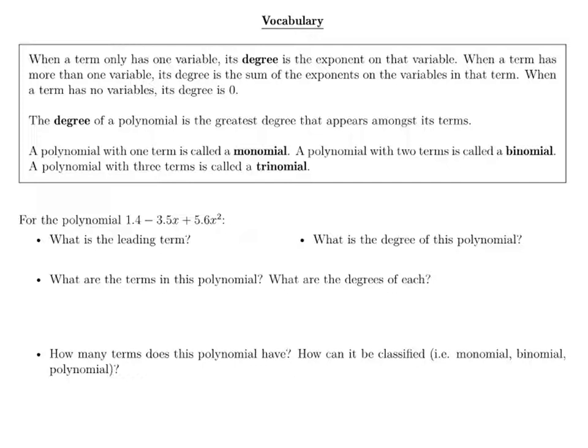Now, when we're looking at a polynomial, which is the sum of terms with whole number exponents, then the degree of the polynomial is the greatest degree that appears amongst its terms. So we'll keep those in mind, and we'll look at a few examples in a moment.